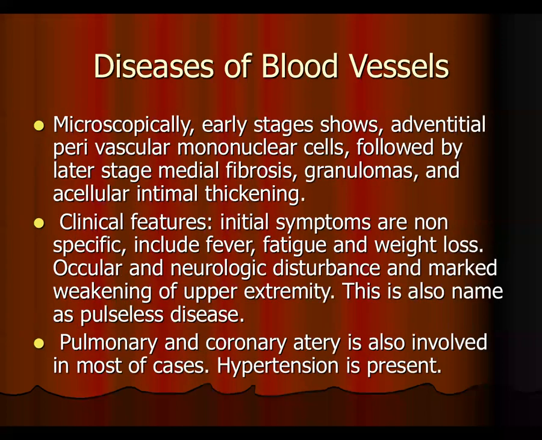Now the microscopic changes. In the early stages, there is adventitial inflammation, with perivascular mononuclear cell infiltrate, and in the later stages there are acellular changes and intimal thickening. So these changes can occur in this type of arteritis.